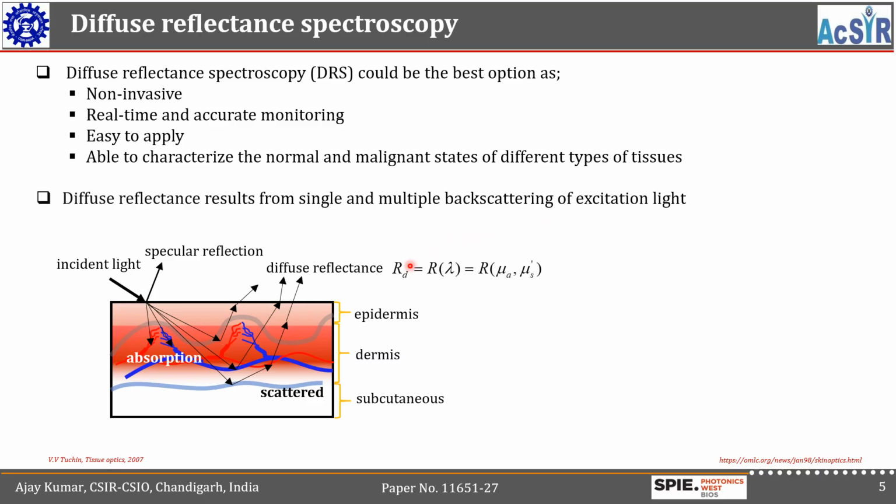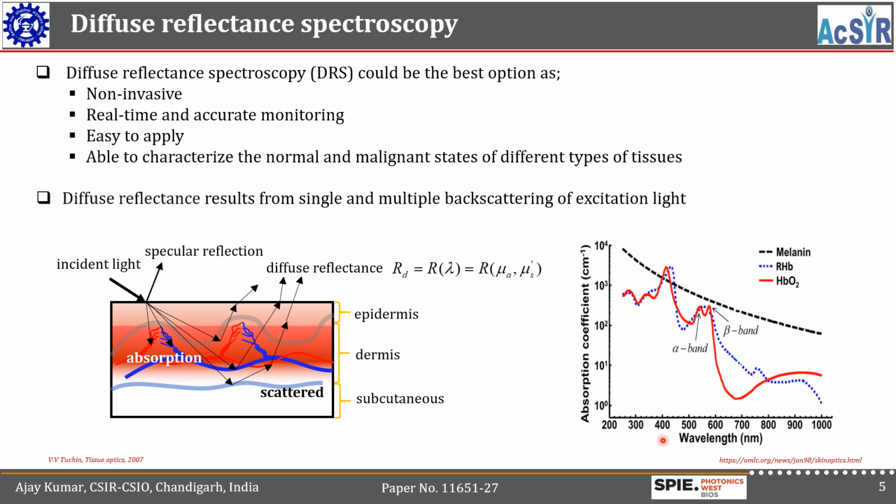Thus, diffuse reflectance is a function of the wavelength of light, which is further a function of the absorption and scattering coefficient. In the visible region, hemoglobin and melanin are the major absorbers of light. So let's have a look at this wavelength versus absorption coefficient diagram.